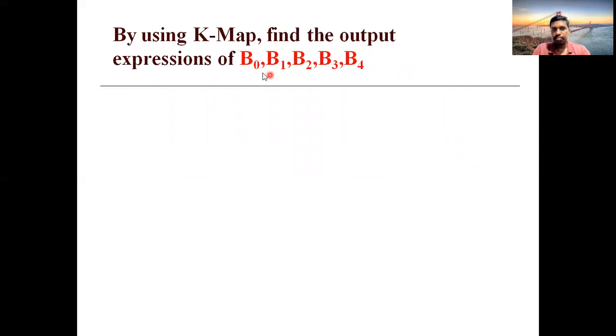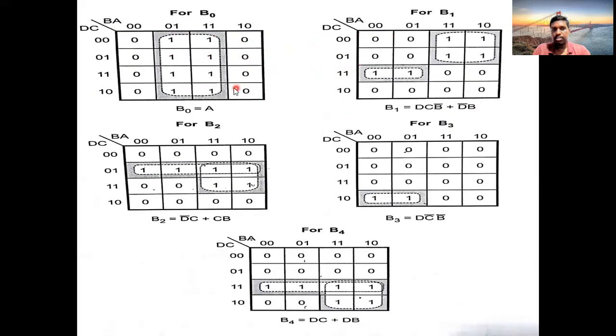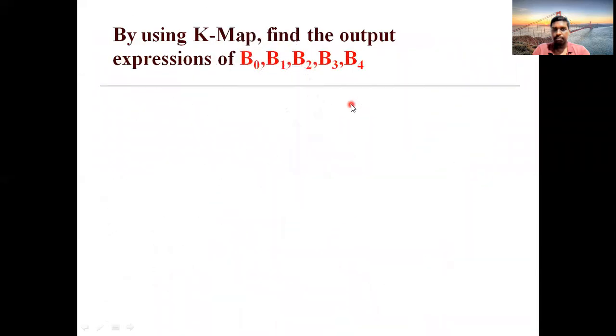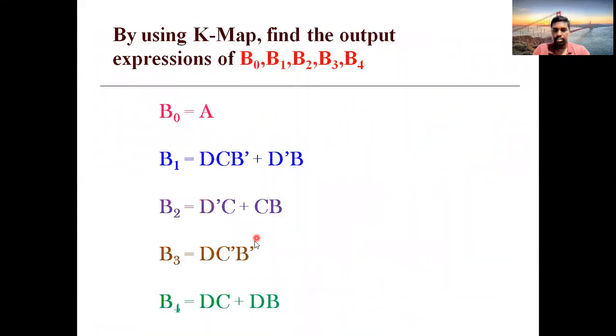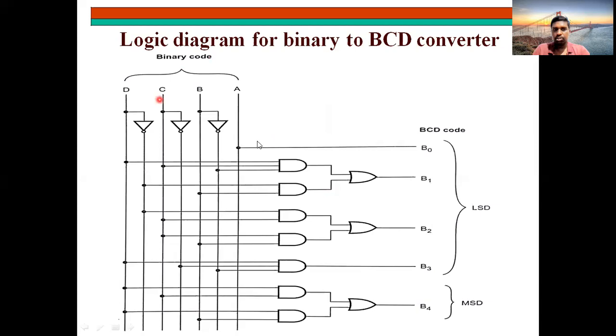Okay, if you find B0, B1, B2, B3, B4, you need to frame a separate K map for each of them: B0, B1, B2, B3, B4. If you simplify them, then you will get these answers. You know the simplification, so do that carefully and draw the diagram. These are the expressions you will get, and draw the diagram as usual.